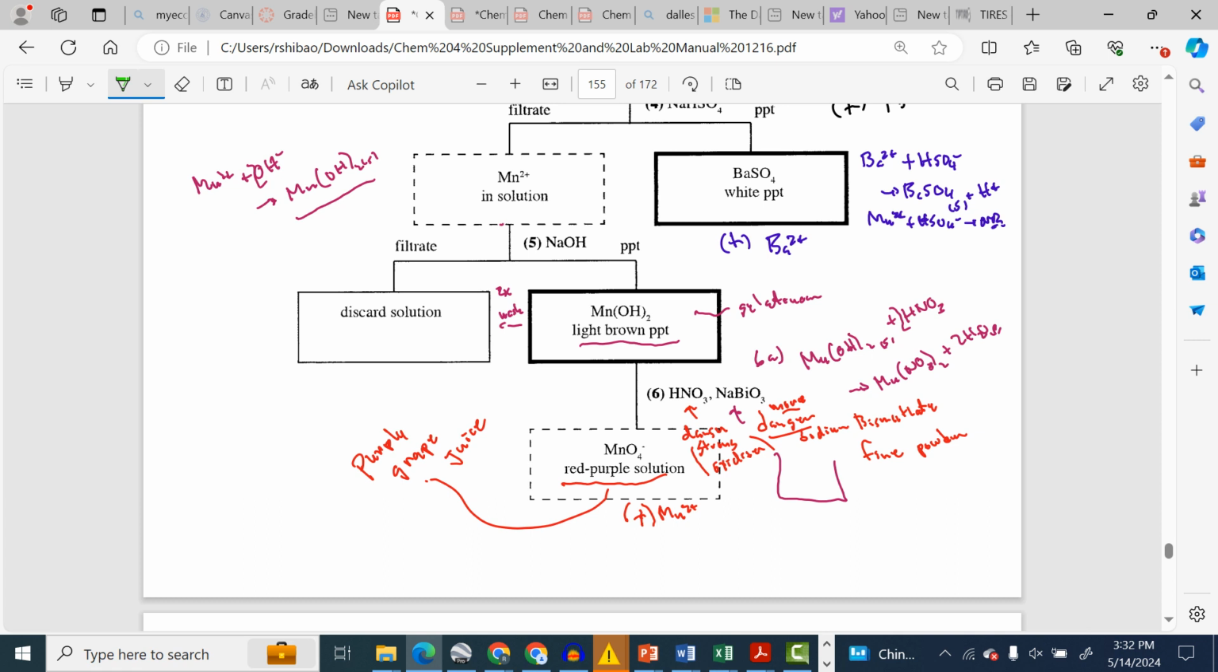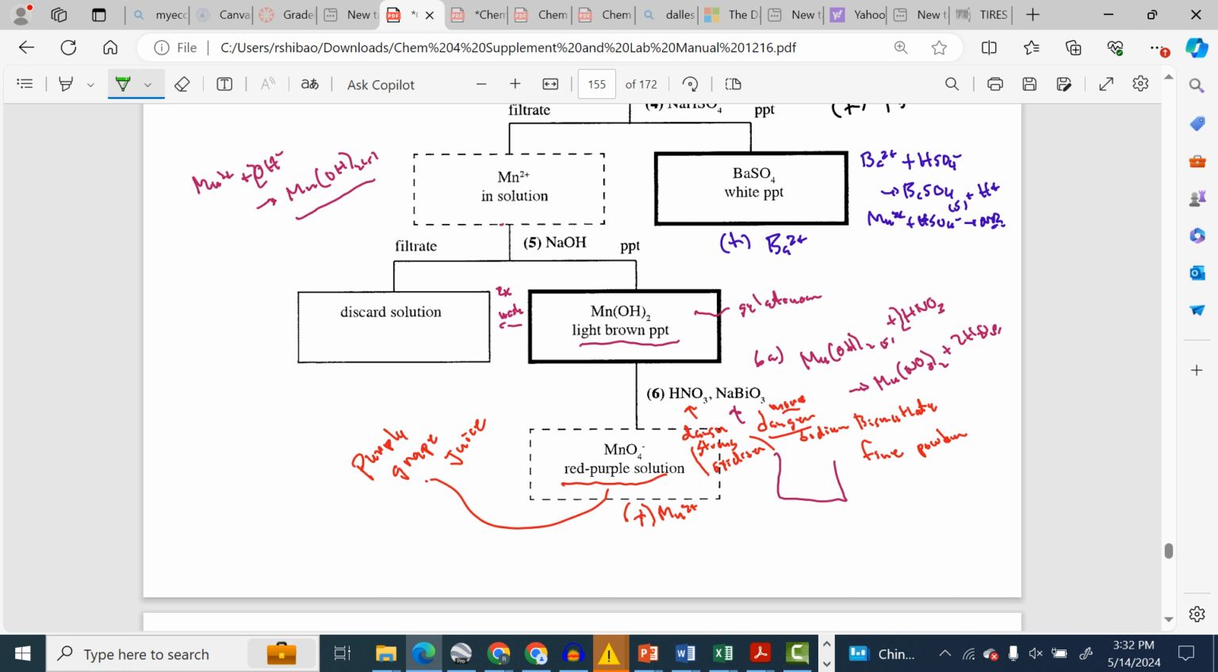Instead, what we're going to do is we're going to analyze the light brown precipitate. This light brown precipitate we're going to do in 2 steps. The first step is to add nitric acid. I'll call that 6A. And so if we take our manganese 2 hydroxide plus nitric acid, I get manganese 2 nitrate plus water. And so the driving force is going from stronger acid to weaker acid. And essentially what I'm going to do is I'm going to dissolve this precipitate.